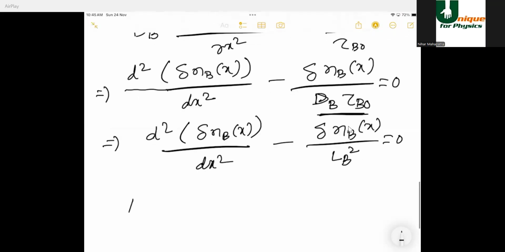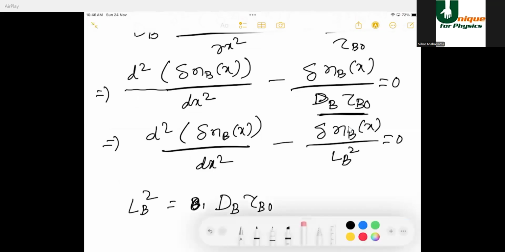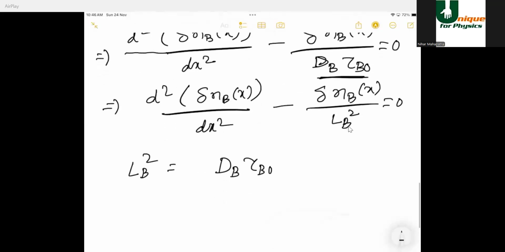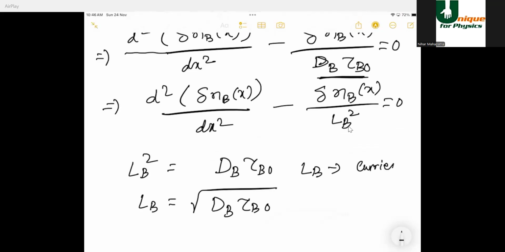What is this LB square? LB square we wrote for dB tau b0, where this LB can be the square root of dB tau b0. And what is this LB? LB is the carrier diffusion length in the base region.